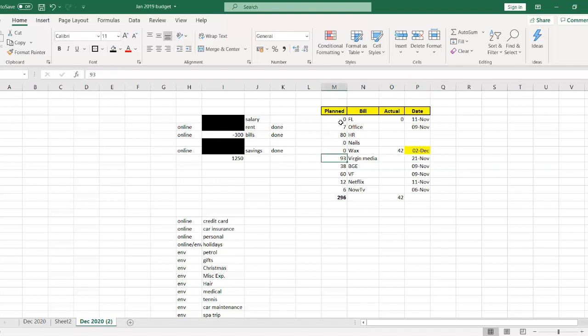So the first thing then when I have put all of those in is I have it auto summed here to 296.